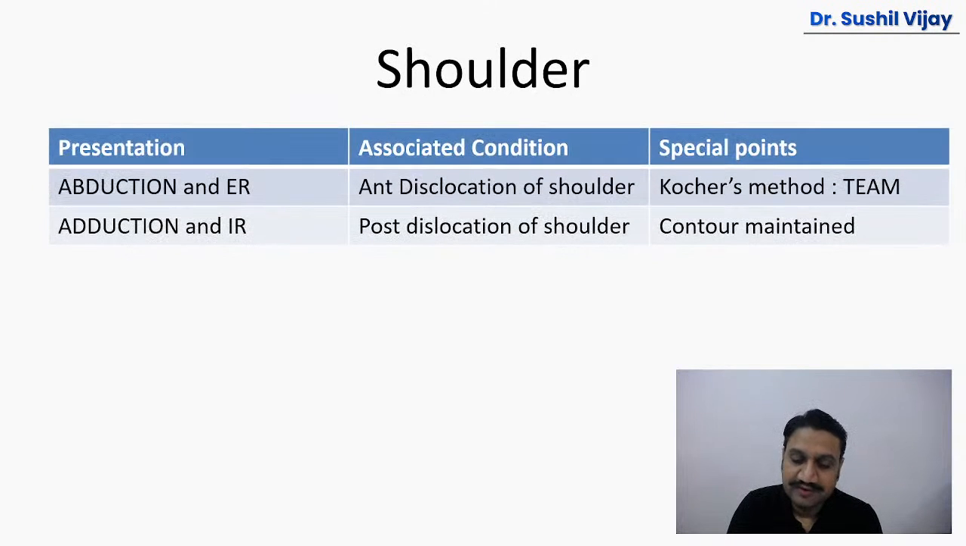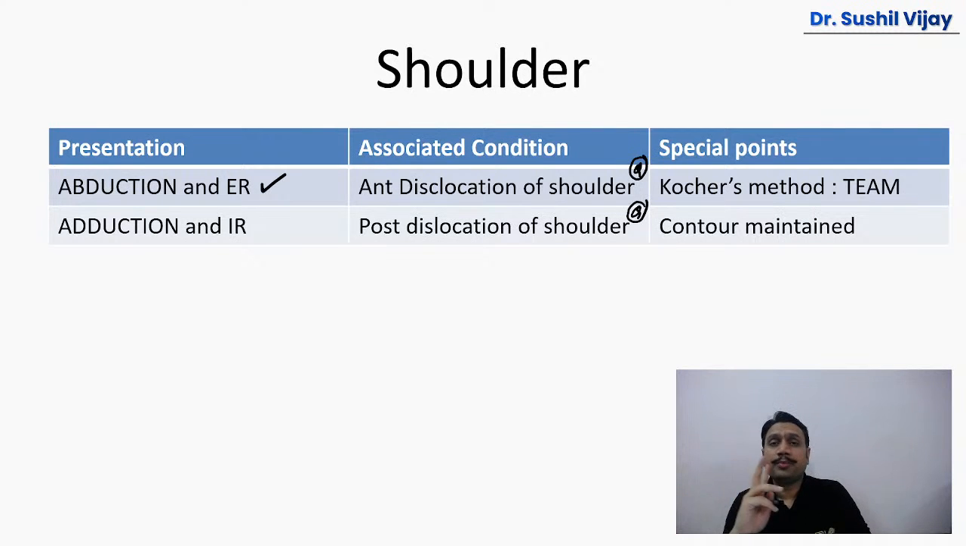All right. So another MCQ for the exam, if the patient is coming to you with the attitude of abduction and external rotation like this, then what will be the most likely diagnosis in your exam? It will be anterior dislocation of the shoulder. And if the patient is coming to you with a hand held like that, adducted, internally rotated, it can very well be a question on posterior dislocation of the shoulder.